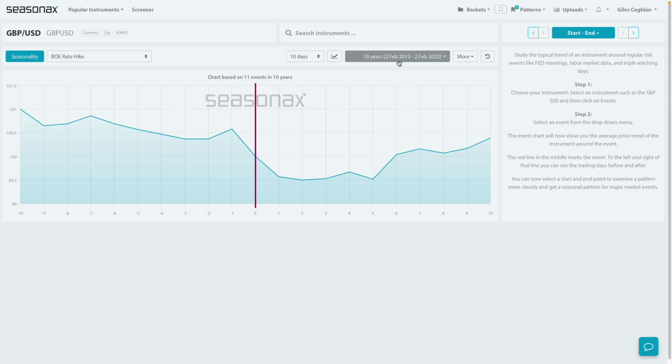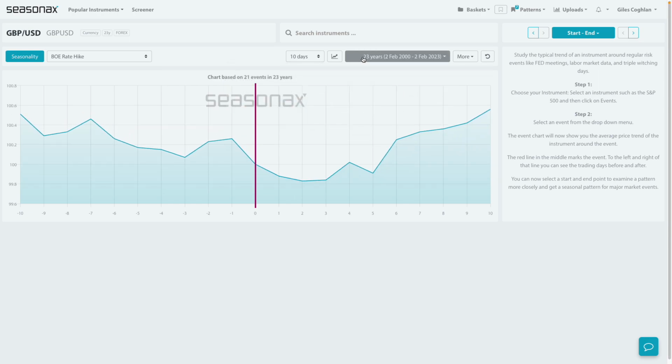And we can see here that, let's say, over the last 23 years, the pound tends to fall against the dollar into the decision and then gain as we move past the decision.